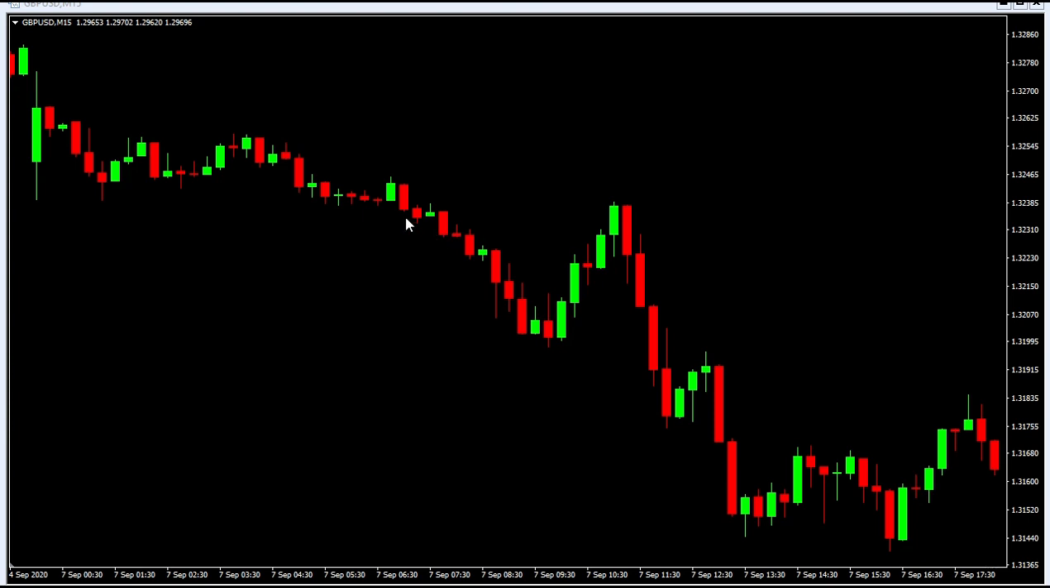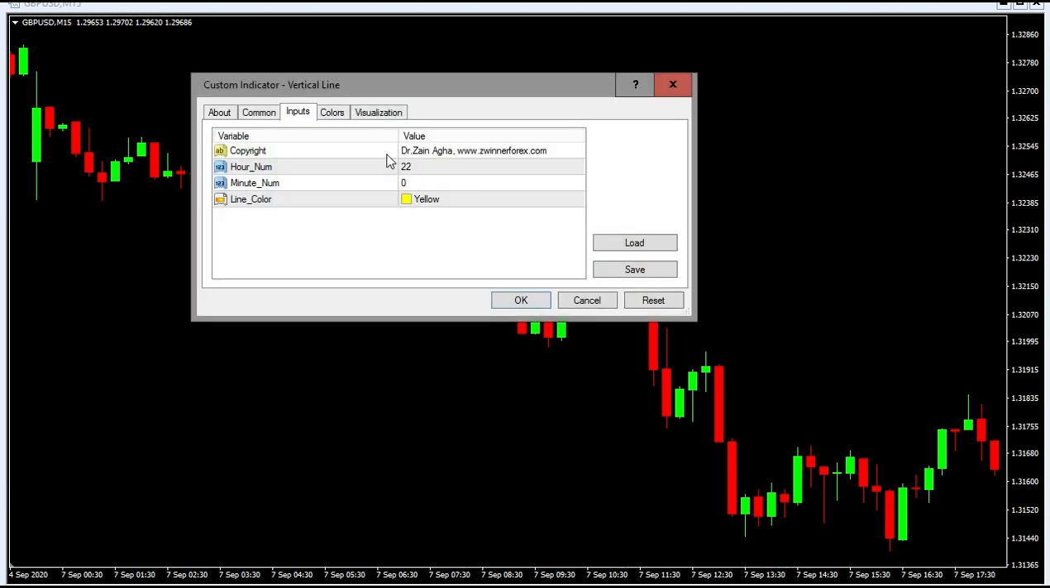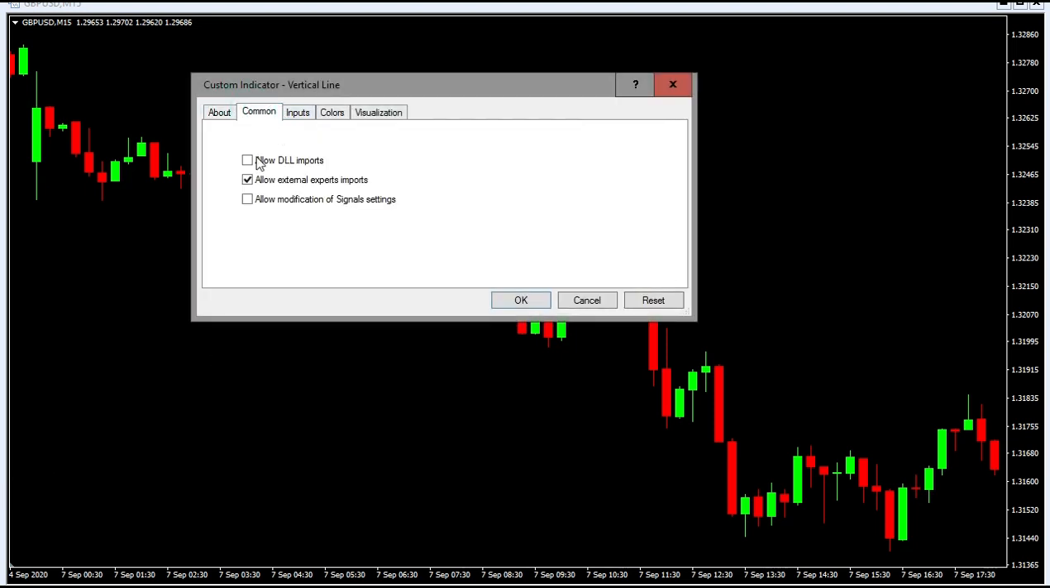So this is how we will set our chart. This is the British pound against the US dollar 15 minutes chart. So you need a 15 minutes chart, and then you need these vertical lines.